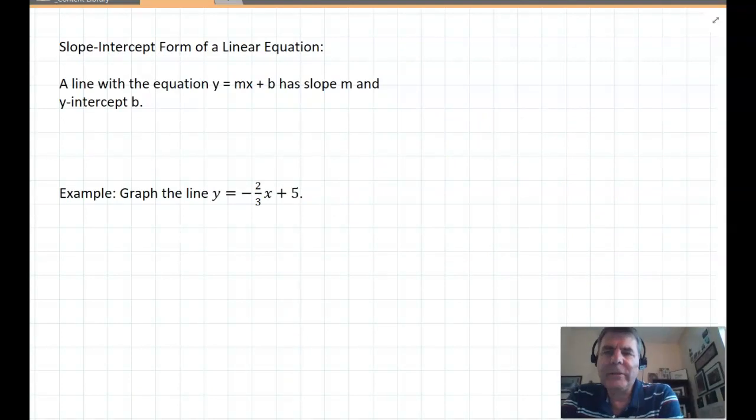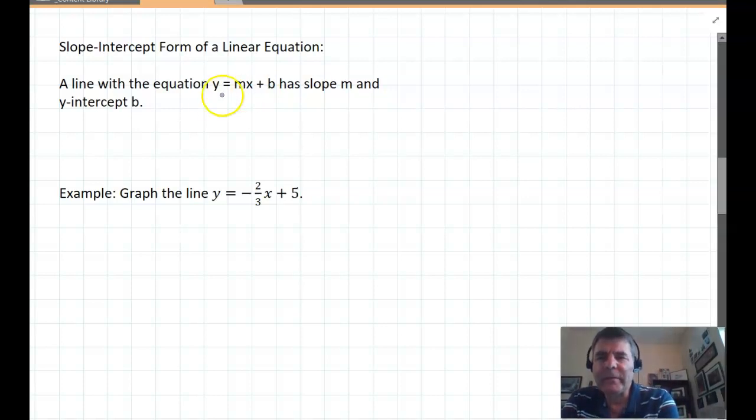If you have an equation in what's called slope-intercept form, then it's really a nice, easy task to graph it. So if you have y equals mx plus b form for your equation, that means you know the slope is m, the number in front of x, and the y-intercept of the line is b. So graph the line y equals -2/3 x plus 5.